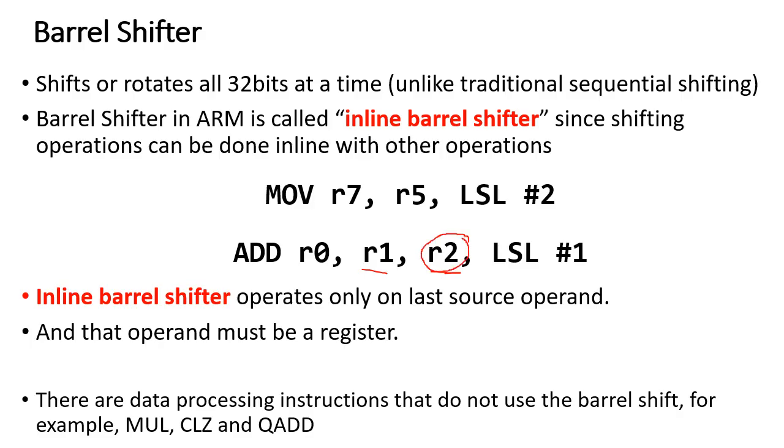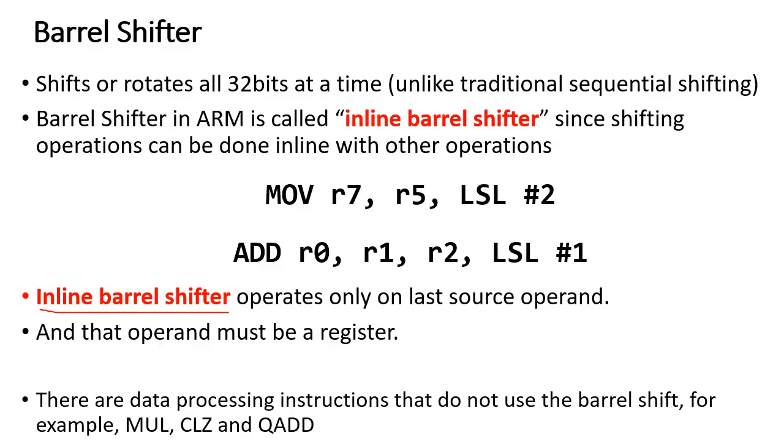We are not adding R2 with R1. Instead, we are making a left shift operation on R2 for 1 bit, and whatever result we obtain, we are adding it to the one more operand R1 and storing the result in R0. So this is how the inline barrel shifter is used with a data processing instruction.